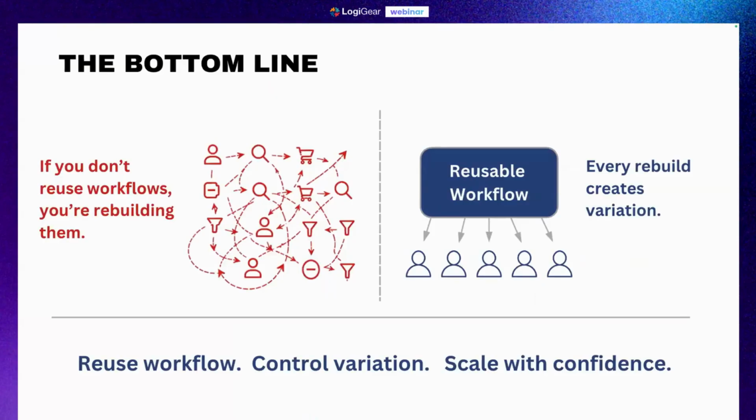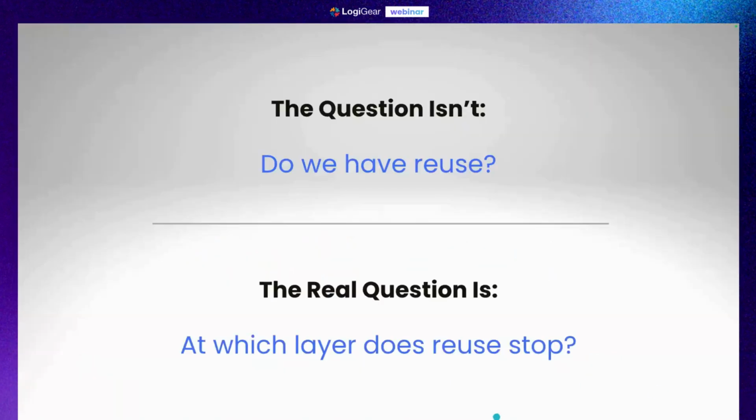So the bottom line is, if you don't reuse workflows, you're essentially rebuilding them. And every time you rebuild, you're introducing more variation. That variation is going to spread until maintenance becomes uncontrollable. So the real goal isn't just reuse, it's containment, because once change is contained, automation becomes more stable and more scalable. So the real question is not, do we have reuse? The real question is, at which layer or level does reuse stop?